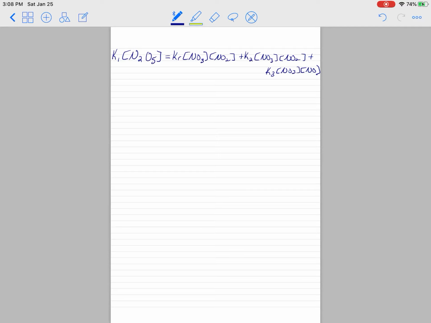I just rewrote what we stopped with in the last video, which was setting the rate law for the appearance of NO3 equal to the rate law for the disappearance of NO3. And that's all that we had done, and we're doing this because the steady state approximation says if we know this information, we can use it to solve for the overall reaction's rate law. So let's do the same thing with the rate law for NO.